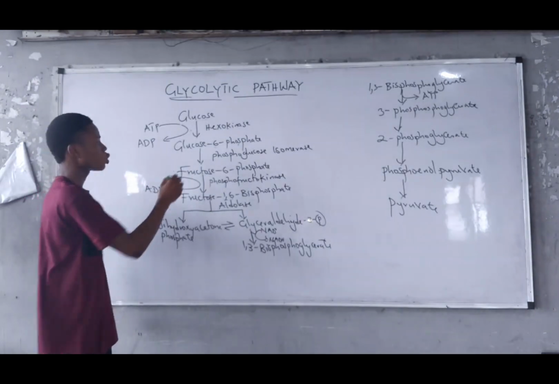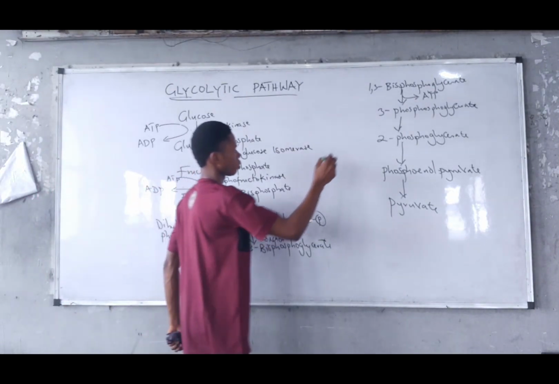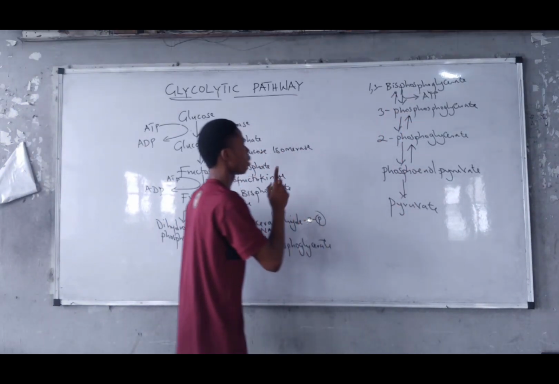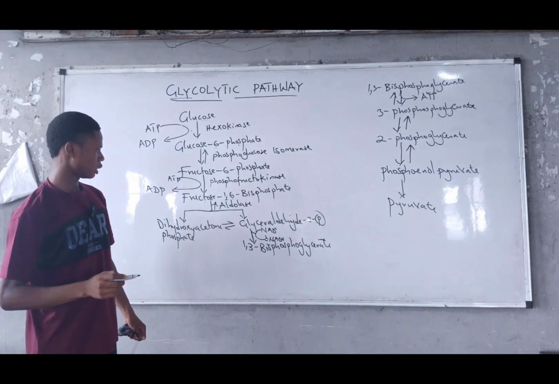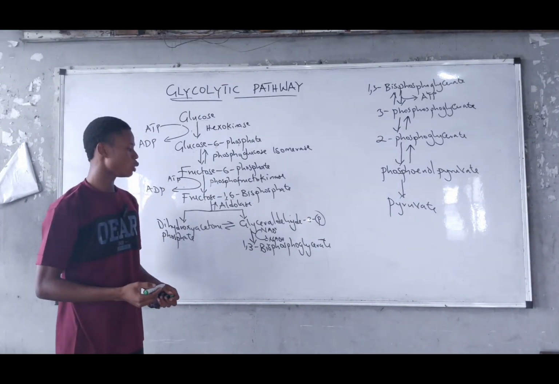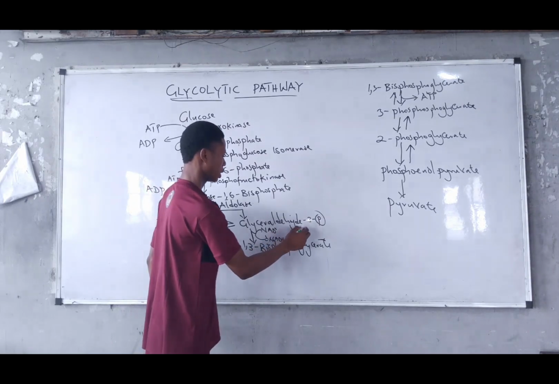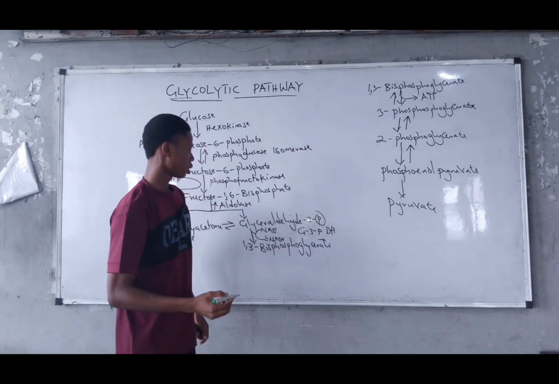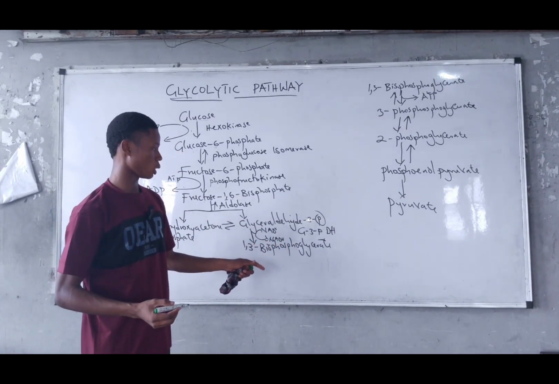So the other ones we use reversible arrows. So step 1, 3 and step 10, they are irreversible. Now some of the enzymes I didn't mention here: glyceraldehyde 3-phosphate to 1,3-bisphosphoglycerate. That reaction is catalyzed by glyceraldehyde 3-phosphate dehydrogenase. Of course, you know it's an oxidation reaction taking place here.